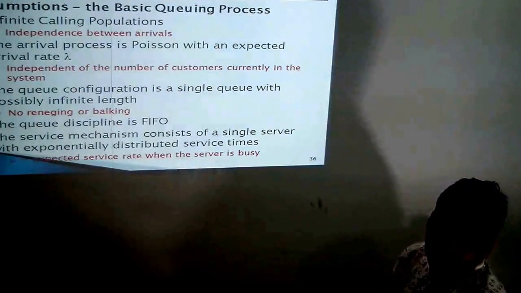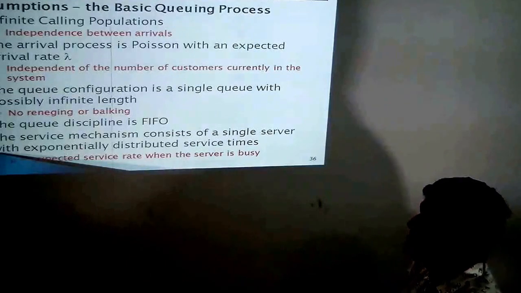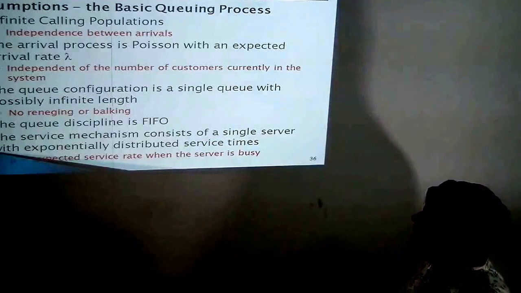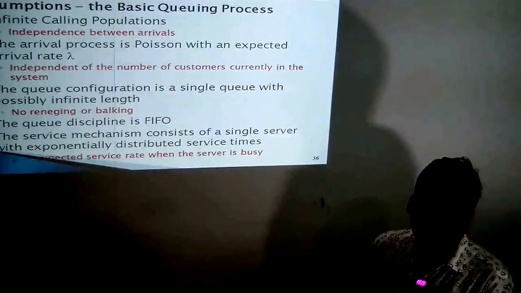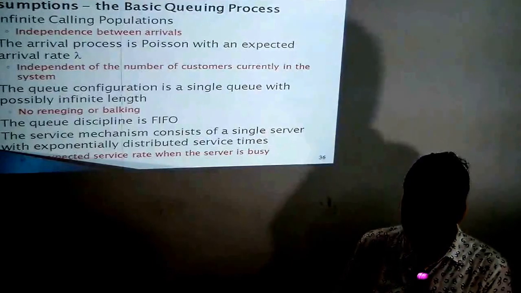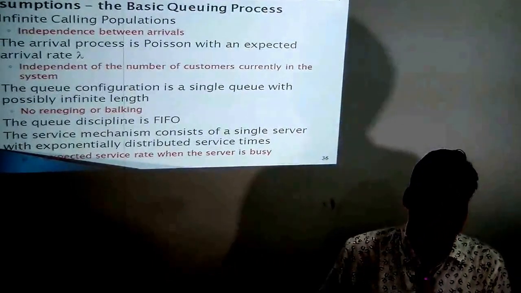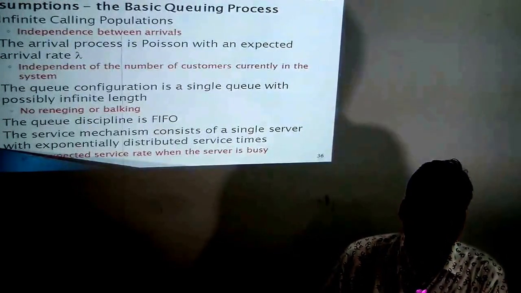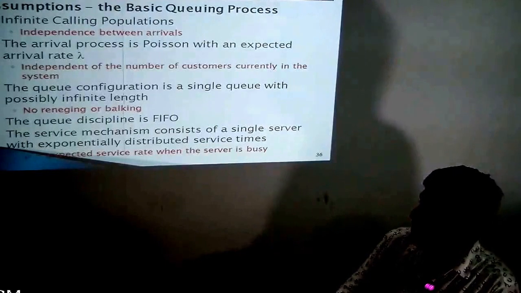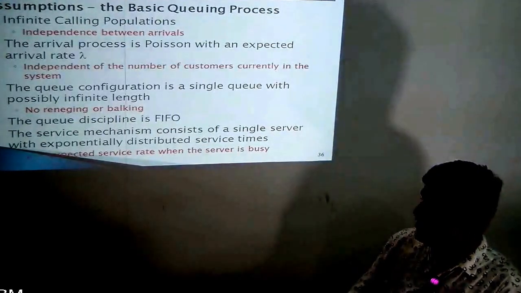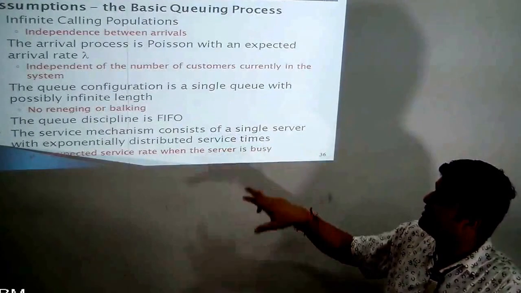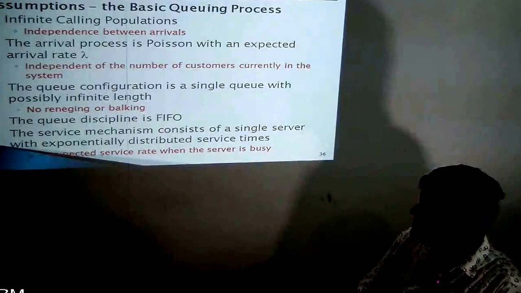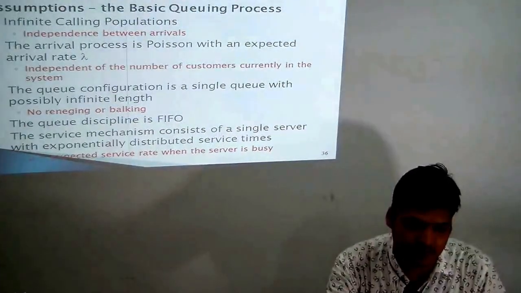Infinite calling population, and arrivals are independent; there is no dependency between the arrivals. The arrival process is Poisson with an expected arrival rate lambda, which is independent of the number of customers currently in the system. The queue configuration is a single queue with possibly infinite length. No reneging or balking. The queue discipline is FIFO, which I have told you about, first in first out. The service mechanism consists of a single server with exponentially distributed service time. Mu is equal to the expected service rate when the server is busy.